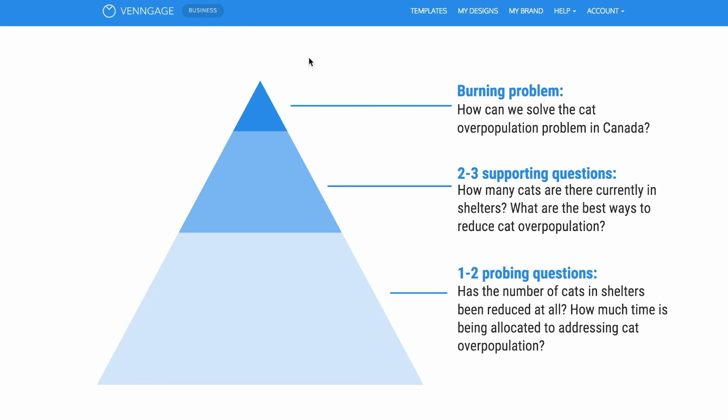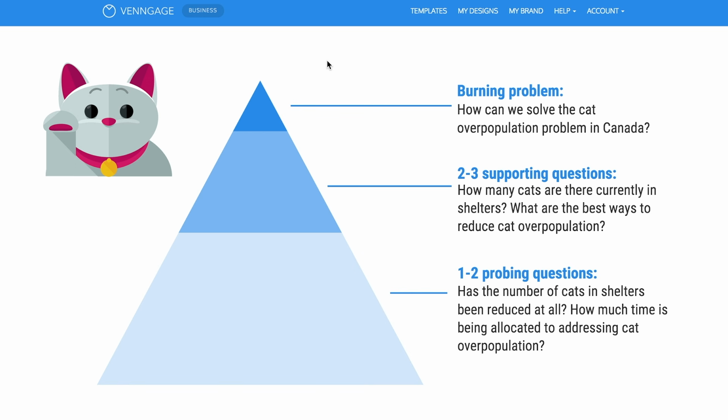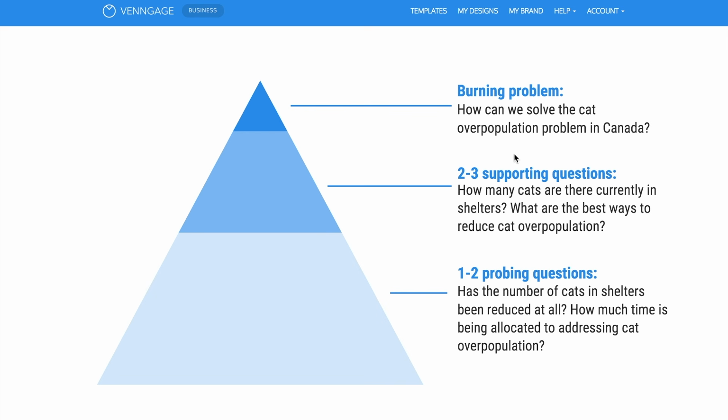So here's an example of what a question pyramid could look like. Let's say I want to create an infographic about cat overpopulation and adoption because I really like animals. So the burning problem could be, how can we solve the cat overpopulation problem in Canada? And a couple of supporting questions could be, how many cats are there currently in shelters, and what are the best ways to reduce cat overpopulation? And then a couple of probing questions that can help us hone in on the problem could be, has the number of cats in shelters been reduced at all over the years? Or how much time is being allocated currently to addressing the cat overpopulation problem?